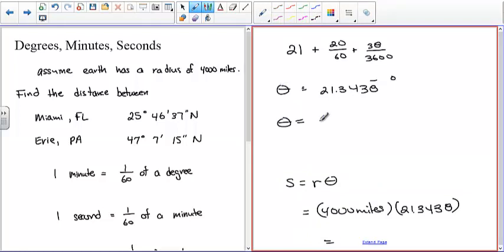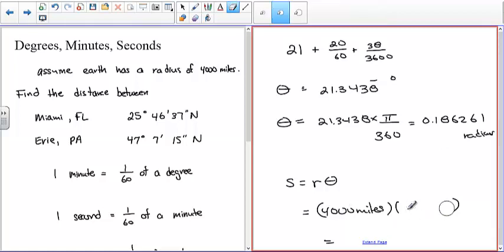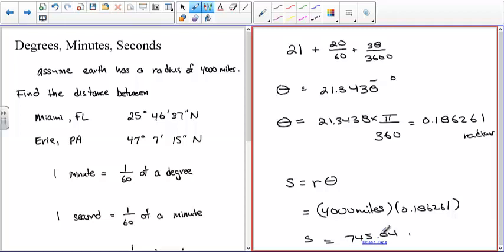So to convert that to radians, we take 21.3438 times pi divided by 360, and I get 0.186261 radians. And now we'll plug that into the equation. Once we have it in radians, we can just plug it in. 0.186261 times 4,000. So we get the distance between those two is 745.04 miles.